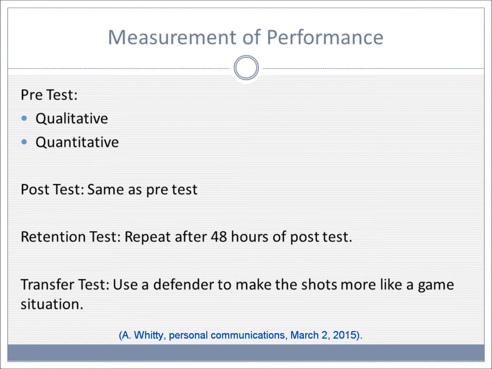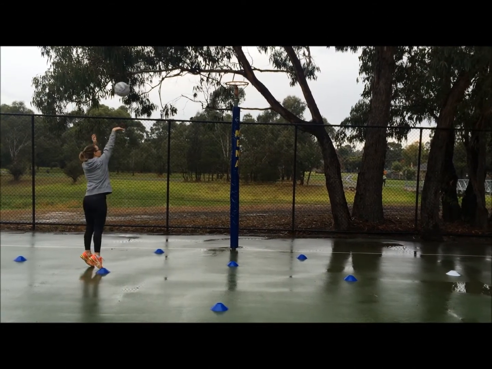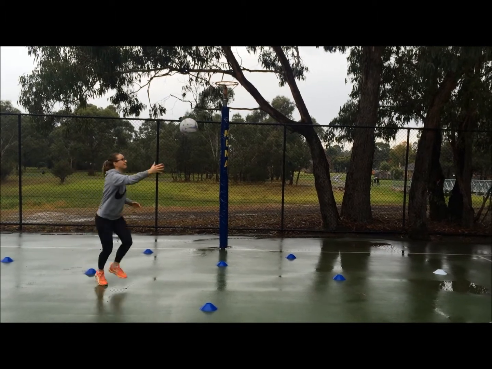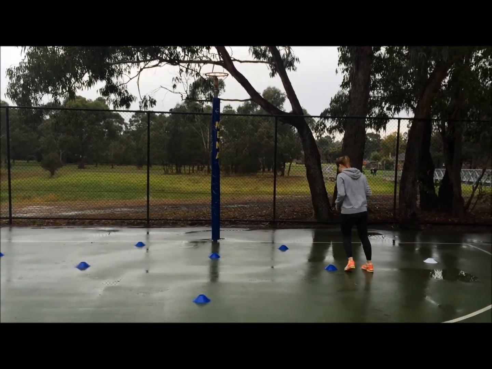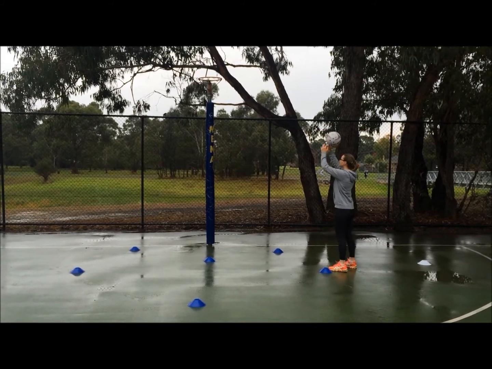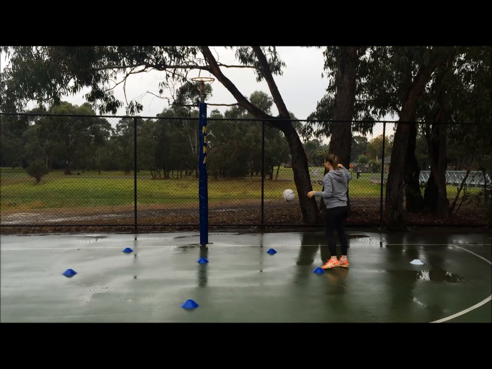To measure performance and improvement of the netball shot, testing needs to be conducted. That is, a pre-test, post-test, retention test, and transfer test. For the pre-test, do a qualitative and quantitative test. The qualitative test assesses shooting technique by scoring each key aspect, that is, stance, ball position, execution, and follow-through. Each of these key aspects will be scored out of 5, so that is a total of 20 points that the shooter could gain while taking the shot.